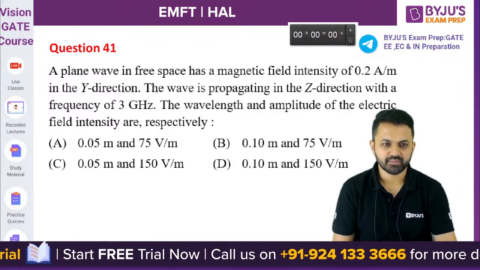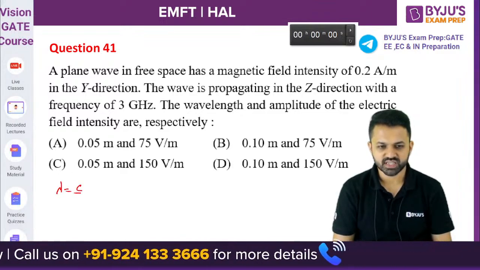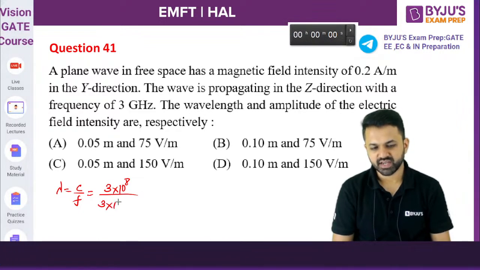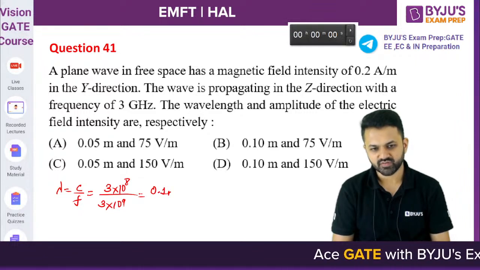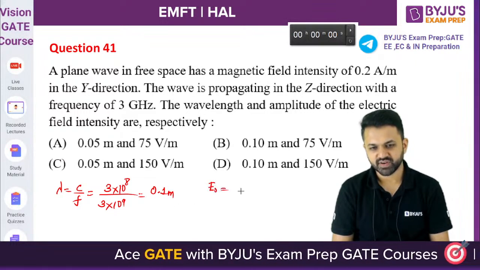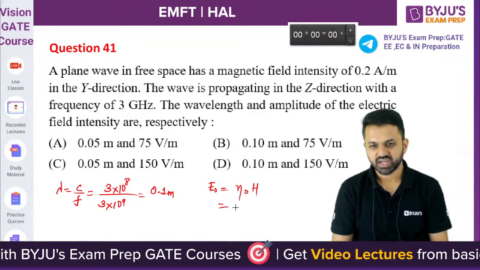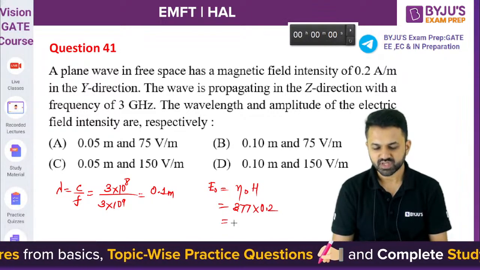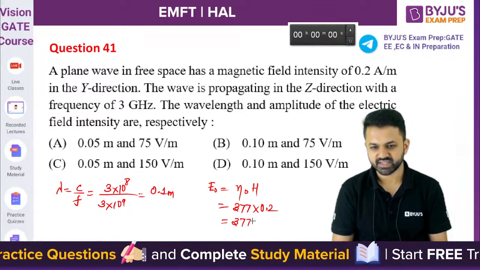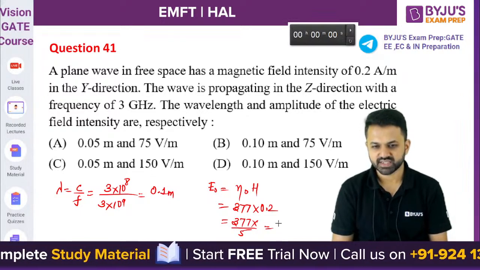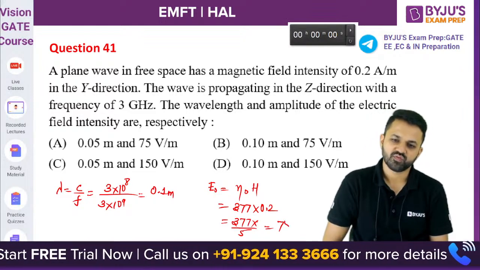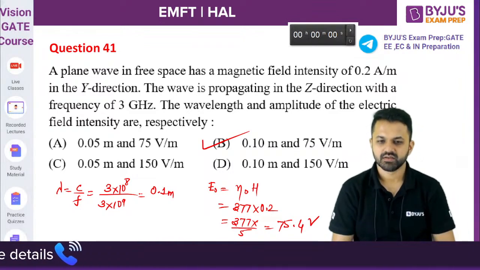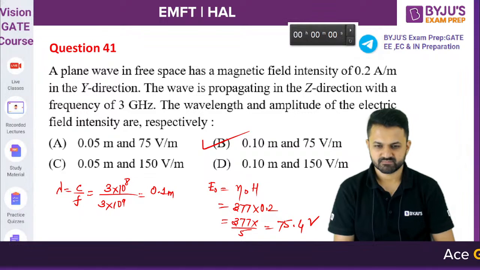So the wavelength lambda is equal to c upon f because it is free space. So this is 3 into 10 to the power 8 divided by 3 into 10 to the power 9, so it is 0.1 meter. And we want to calculate the electric field. So this is eta naught into H, eta naught because it is free space. So this is 377 and H is 0.2. So if I divide 377 by 5, it comes to 75.4. So the answer is option B. Yes.